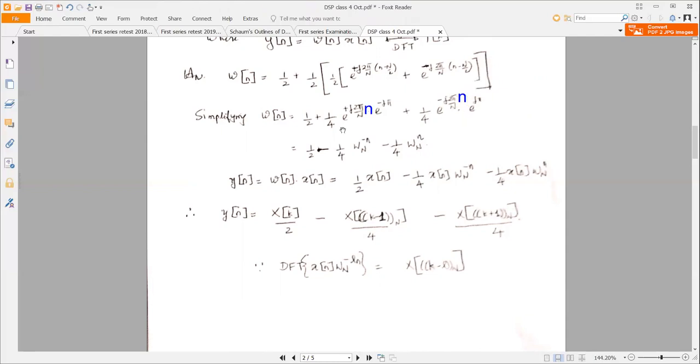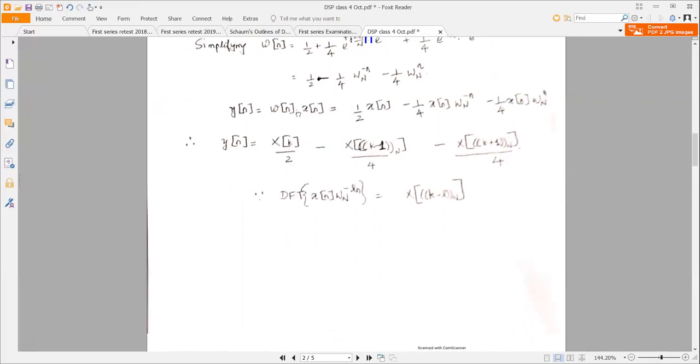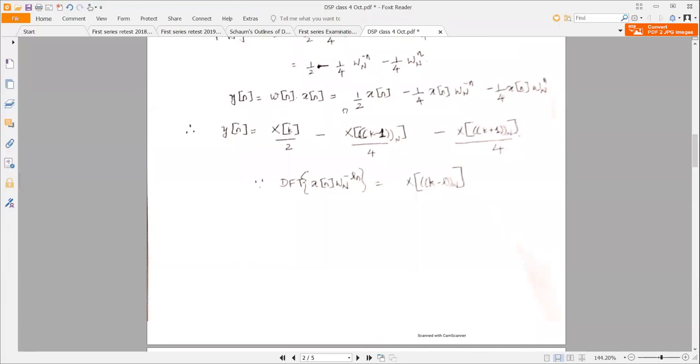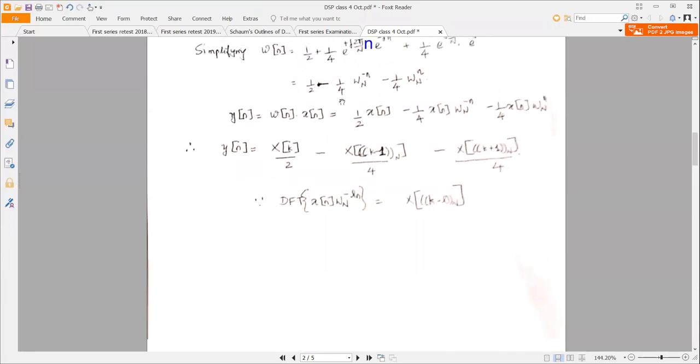So this is e raised to plus j 2 pi n by N into e raised to minus j pi. Here you have e raised to minus j 2 pi n by N into e raised to plus j pi. So both e raised to j pi and e raised to minus j pi reduce to minus 1. So this becomes 1 by 2 minus 1 by 4 W_N raised to minus n minus 1 by 4 W_N raised to n. Now y of n, which is equal to w of n into x of n, can therefore be written as 1 by 2 into x of n minus 1 by 4 into x of n into W_N raised to minus n minus 1 by 4 into x of n into W_N raised to plus n.